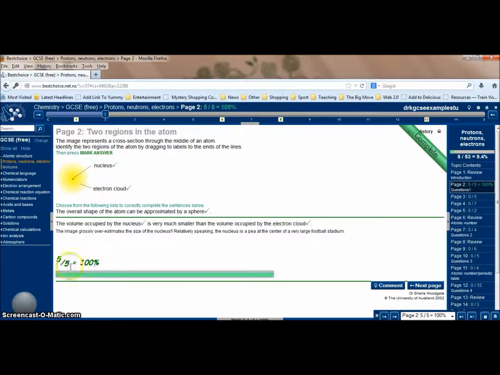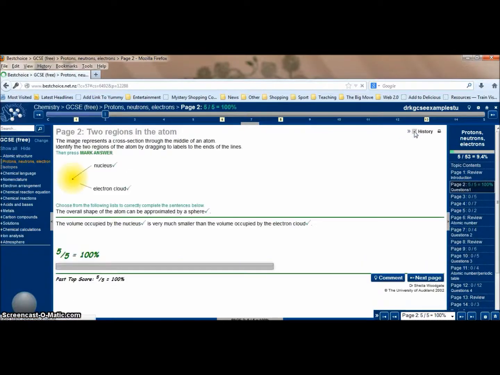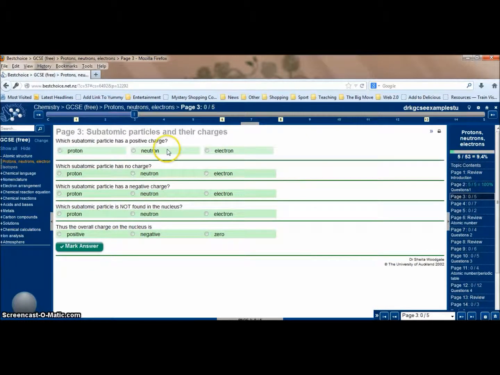It tells you you've got 100%, 5 out of 5. It tells you you've completed it up there in the top right hand corner, and it's then checked this box, history. So we've completed this, but let's say we were coming back to this activity and we wanted another go. If we uncheck the history, then we get to have a complete go at it again, so it takes away your correct answers.